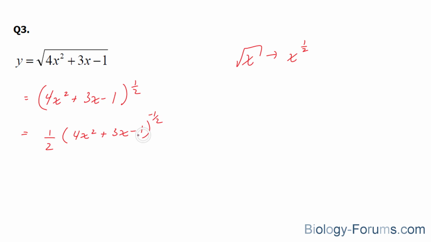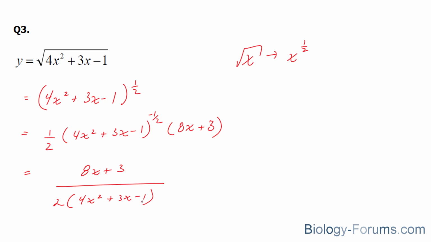And now we're going to find the derivative of this function, which is equal to 8x plus 3. And this goes to 0. And just to rearrange this correctly, remember this is a negative half, so what we could do is bring it underneath. So we would end up with 8x plus 3 over 2 times the square root of the whole thing, 4x squared plus 3x minus 1.